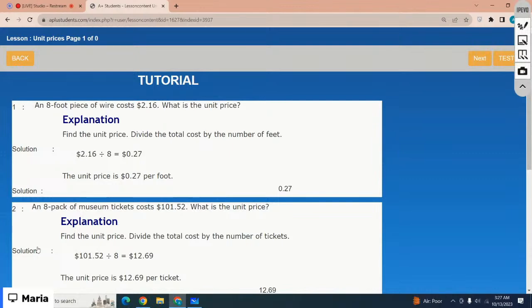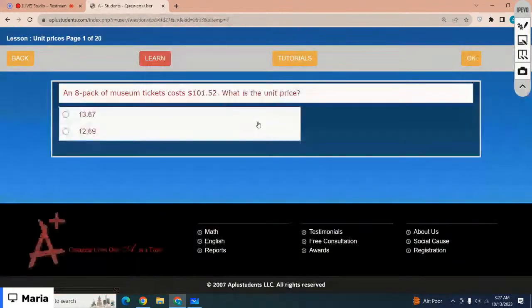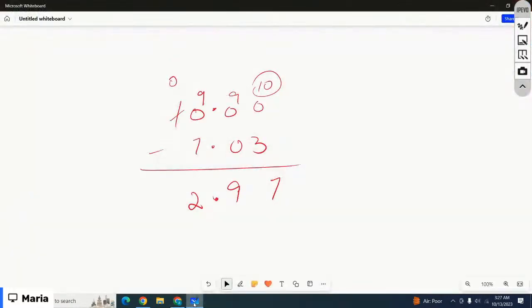Got it? We have already done unit prices in a lesson. I forgot the lesson name, but we did it two or three sessions back. Okay, an 8 pack of museum tickets costs $101.52. What is the unit price? So this is the price of 8 tickets, right? You need to calculate the price of one ticket. Just divide 101.52 by 8.